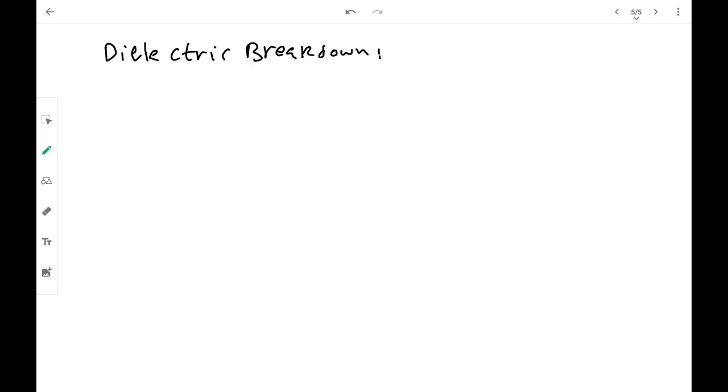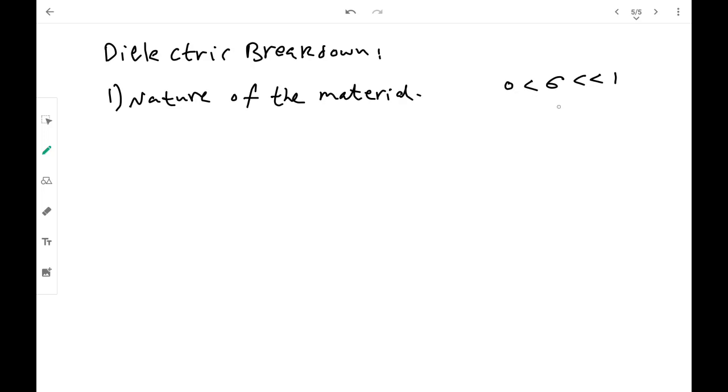So the breakdown depends on many factors. These factors are the nature of the dielectric material. When we discussed the classification of materials, we said they can be classified into conductors, semiconductors, and dielectrics. And for a dielectric, we said that sigma is much less than 1 and greater than 0. There is no negative conductivity.